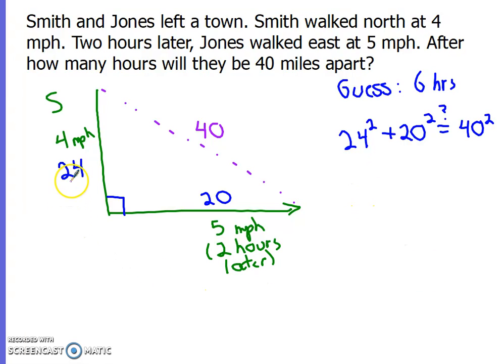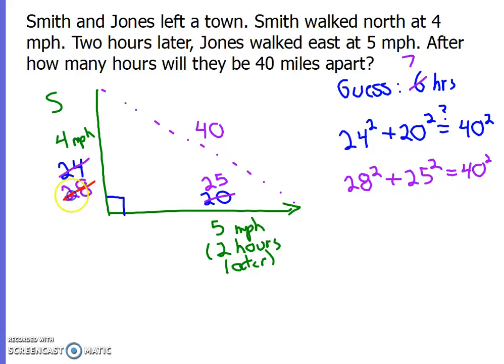Okay, so we'll try a different number. How about, instead of 6 hours, let's try 7 hours. Okay, and we'll redo this. At 4 miles an hour for 7 hours, he's going to have gone 28 miles. You might be tempted to say, well, 5 miles an hour for 7 hours, that's 35, but don't forget, he's been only going for 5 hours, so 5 miles an hour for 5 hours, that's 25 miles. You'll say, well, is 28 squared plus 25 squared equal to 40 squared? And you'll calculate away and find out, nope, that didn't work either, so try again.